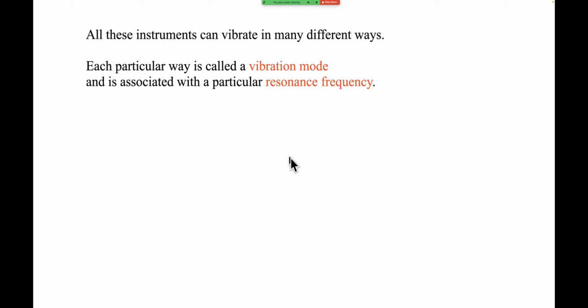A bit of jargon. Each particular way of vibrating is called a vibration mode, and each one is associated with a particular resonant frequency. The one we saw for the ruler and that I talked about was simply the lowest of these different frequencies, and it was the one that you could see most clearly in the video, but there are always higher frequencies.